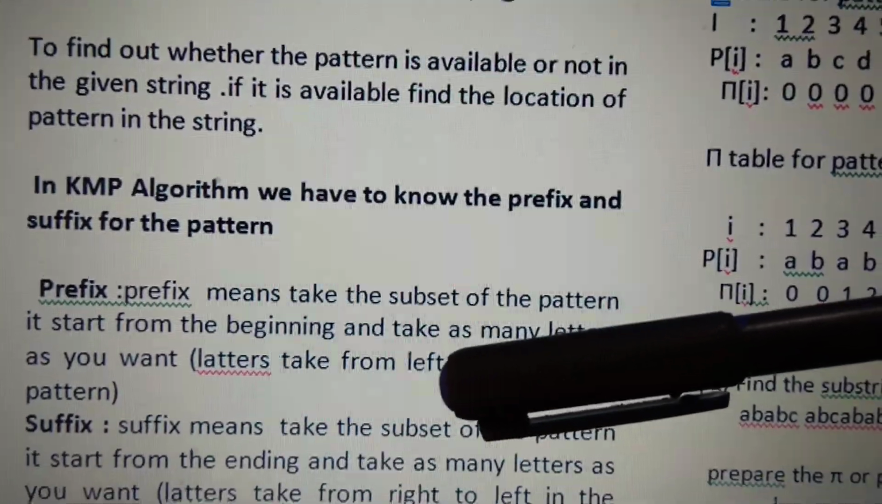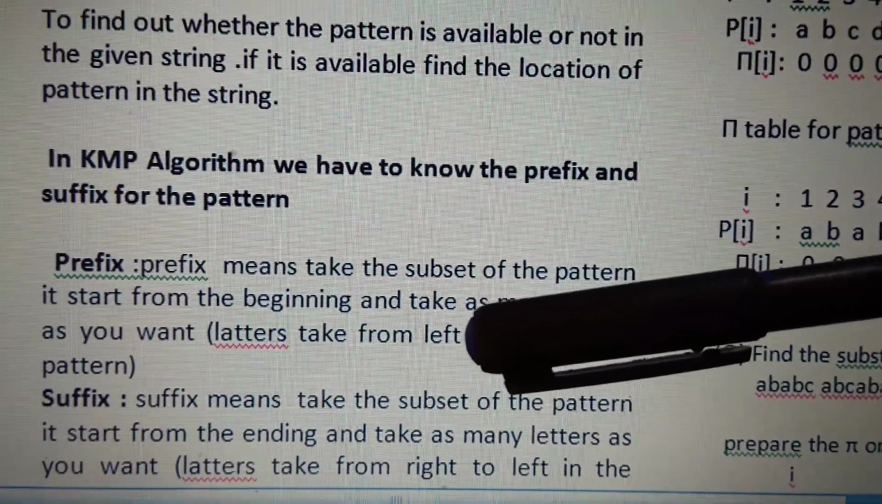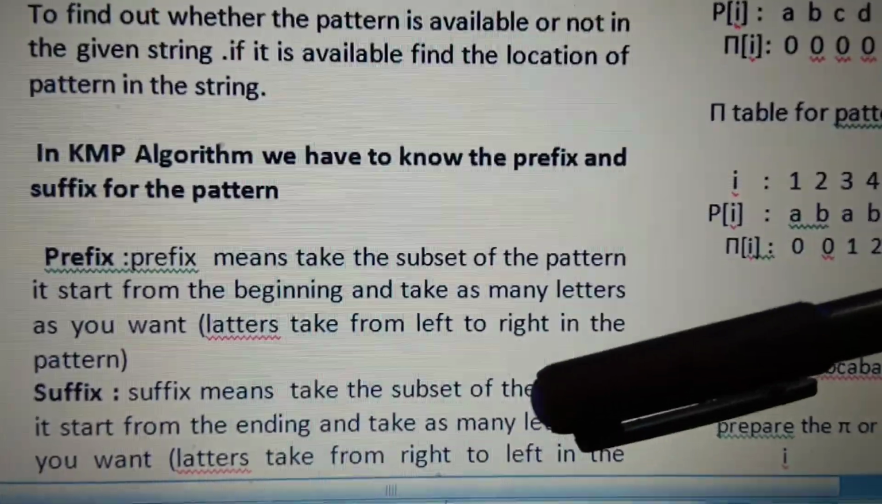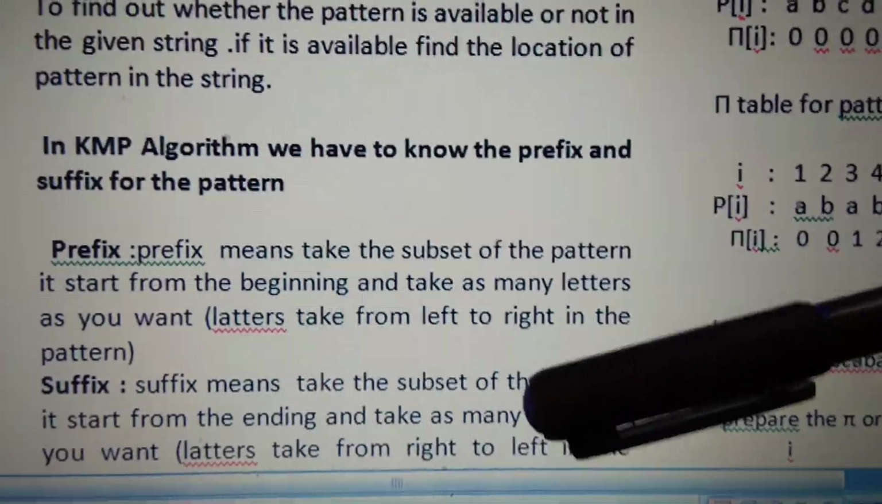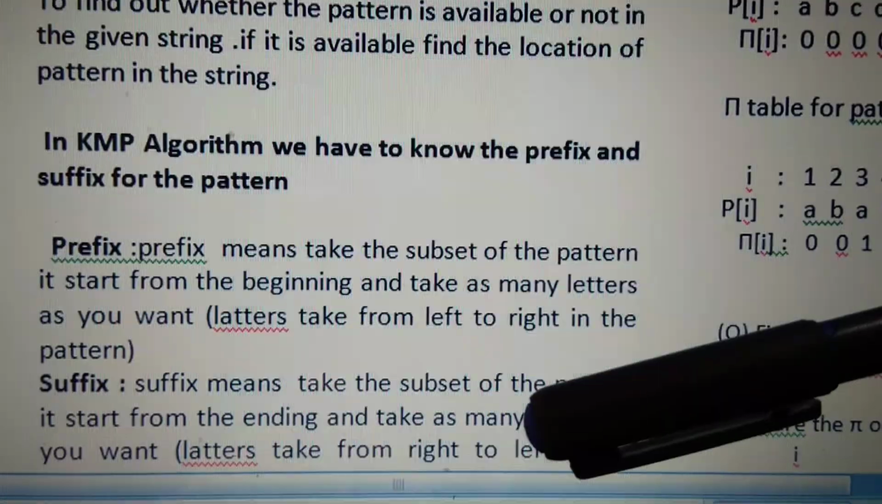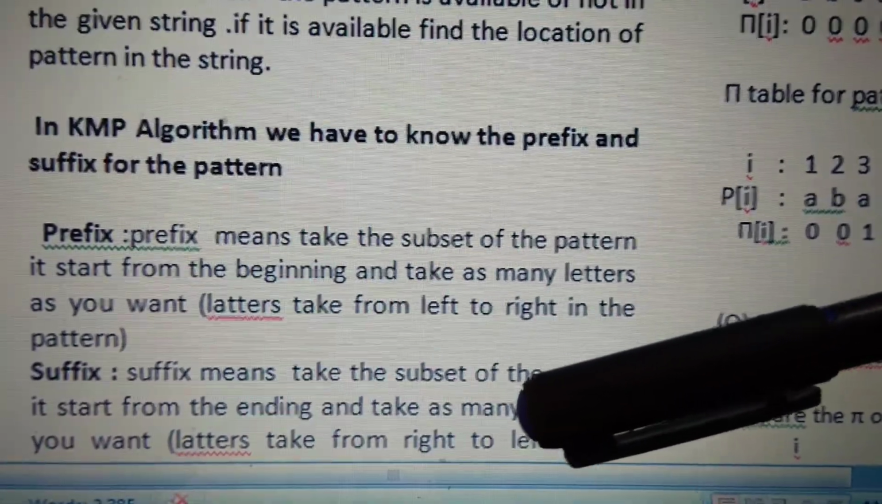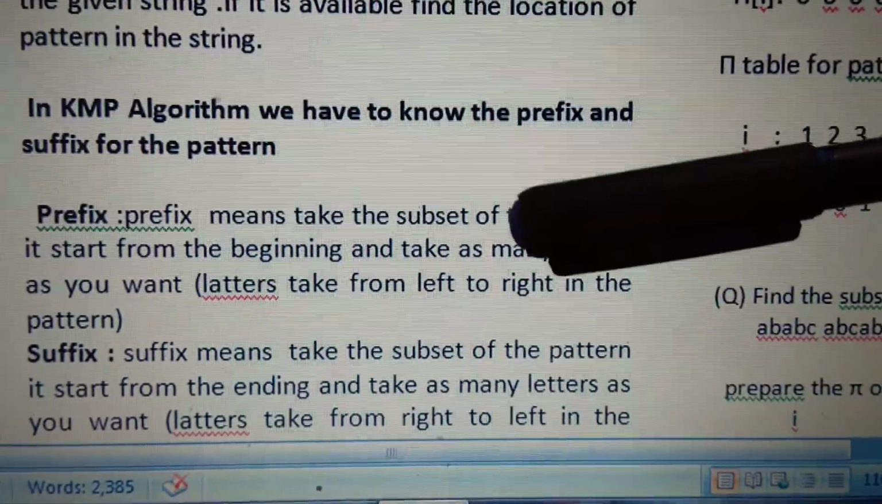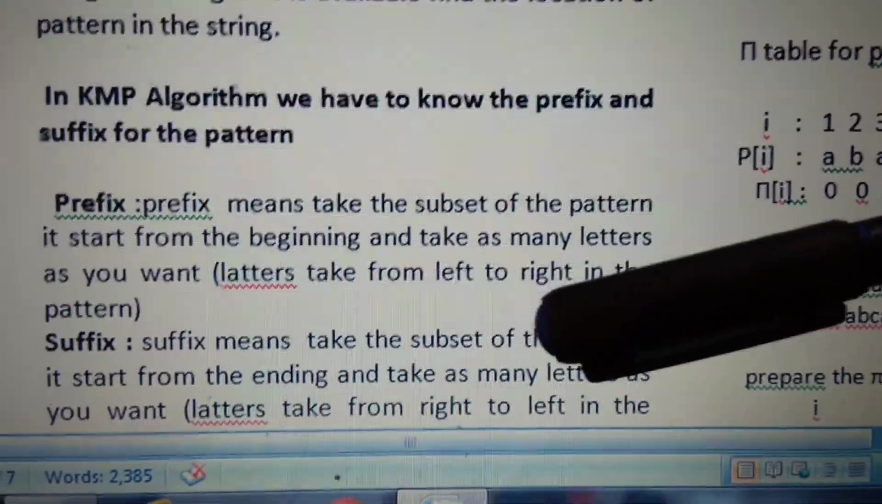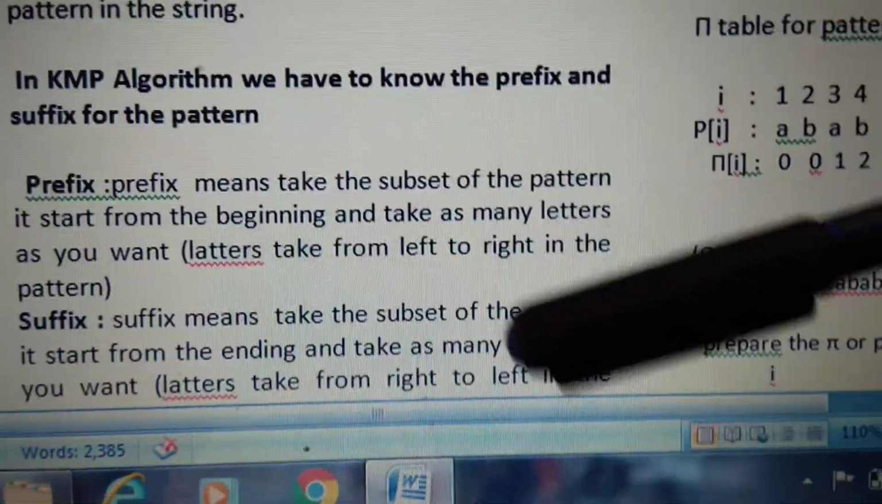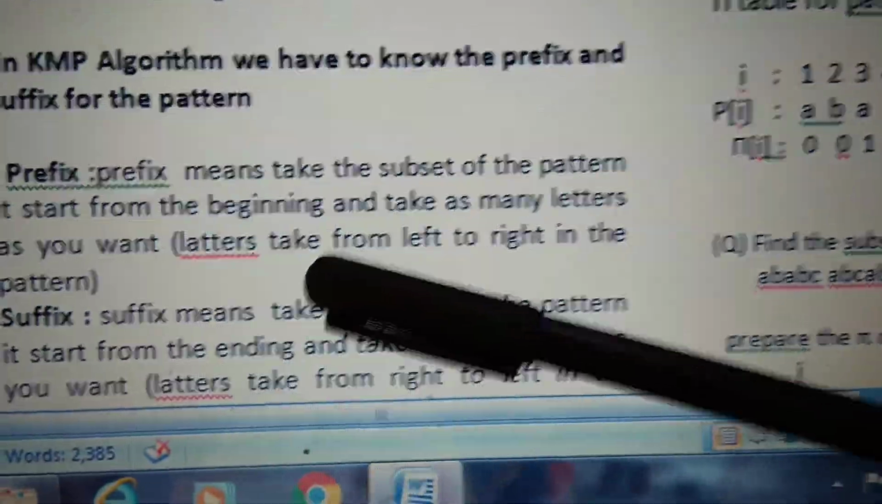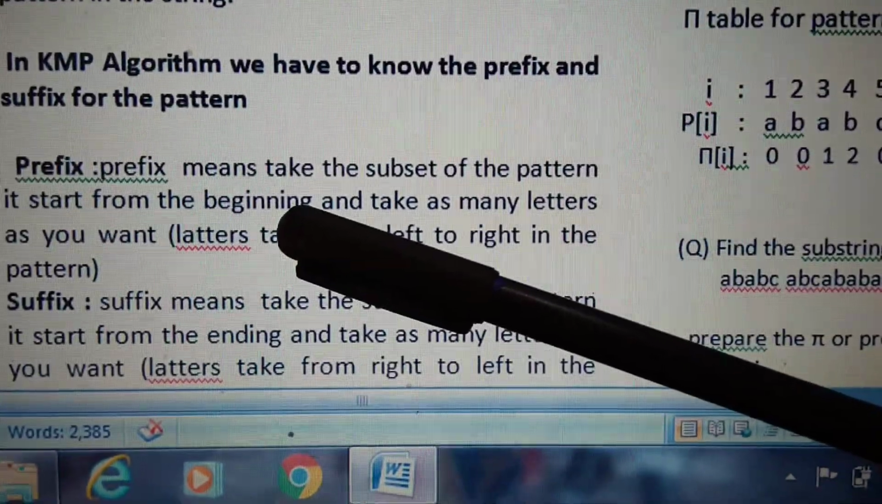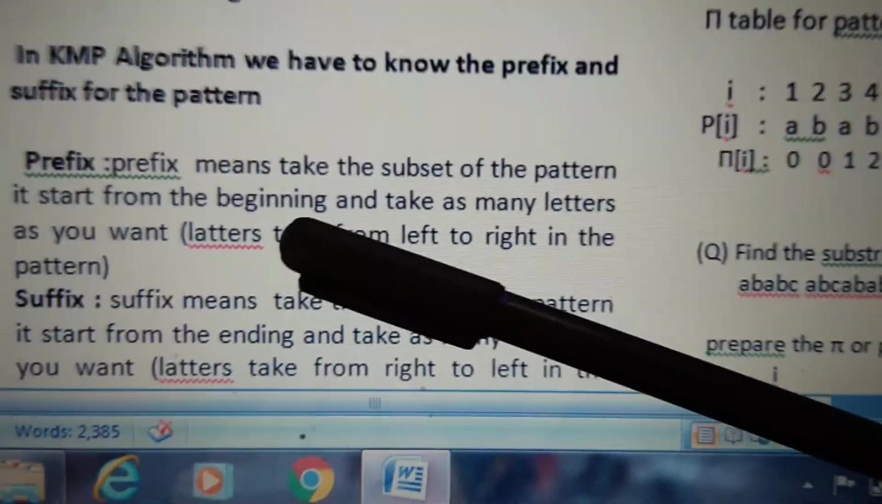in the KMP algorithm, we have to know prefix and suffix for the given pattern. So in the KMP algorithm, we need to create a pi table or prefix function. To create the pi table or prefix function, we have to know what is prefix and suffix. Here prefix means take the subset of the pattern.